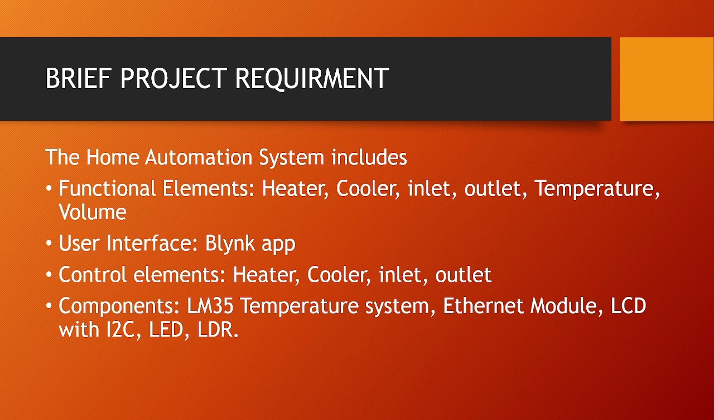Brief project requirements. The home automation system includes functional elements like heater, cooler, inlet, outlet, temperature, volume, and serial tank. Here heater and cooler are in the temperature system, inlet and outlet are in the serial tank. Temperature is from the temperature system, volume is from the serial tank.